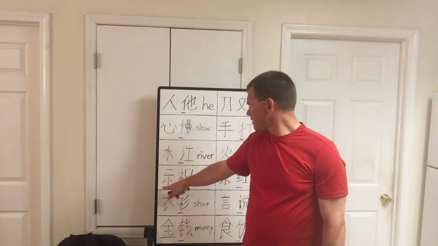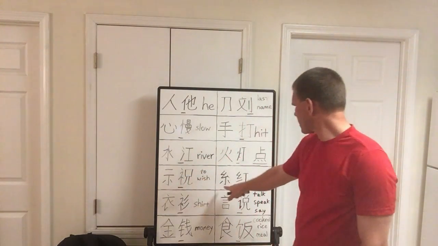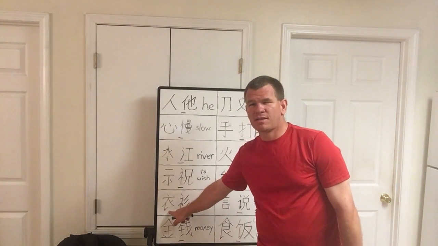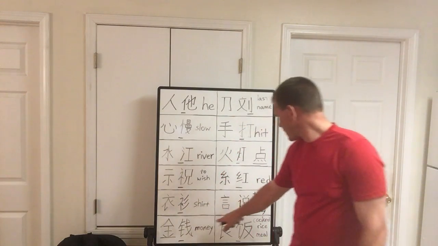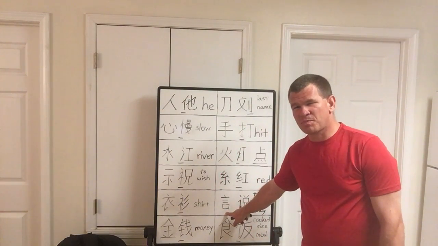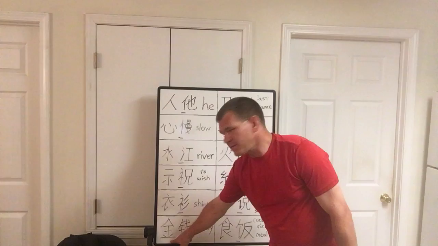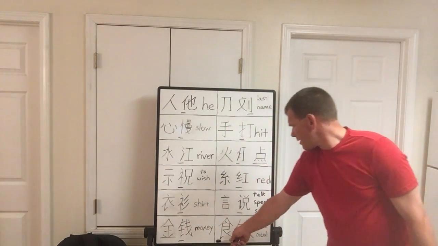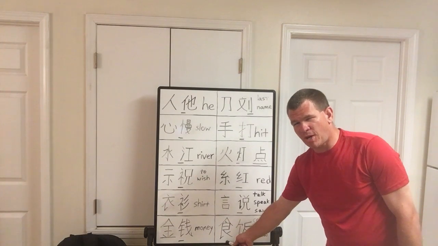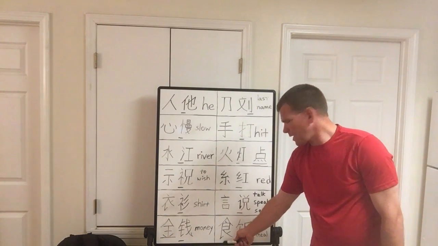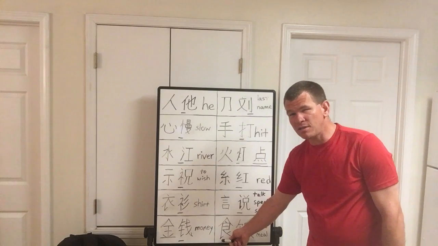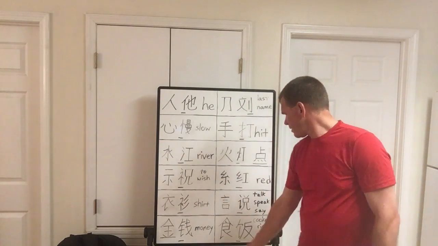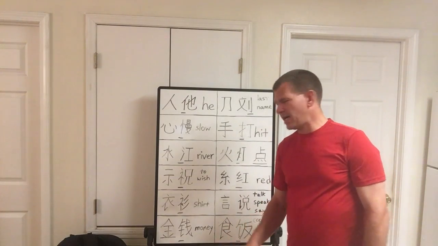fire. This means to show. This is fine silk. This one is clothes or clothing. This one is words or speech. Down here, gold, the first character on the left. And the very bottom one, the 12th one, is meal, not to have a meal, but the noun. Meal or food, both of them are nouns.